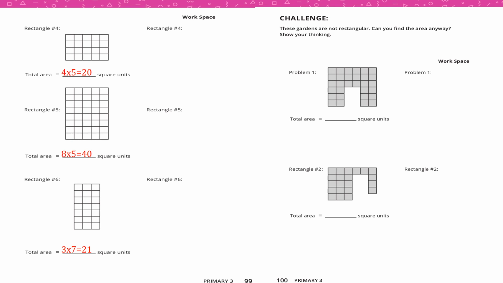Now let's move to the challenging. Here we have a garden and we want, in this problem number 1, to find the total area. I think the easiest way is to count the small squares. Let's count them together. If we count them, we will find them 30 square units. And in rectangle number 2, if we count the small squares, we will find them 21 square units.